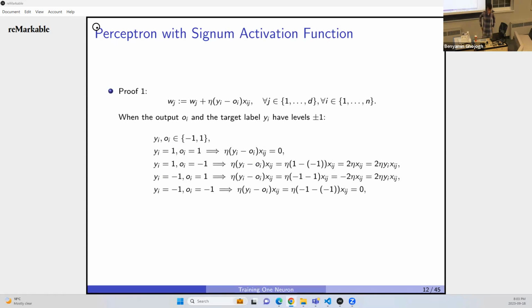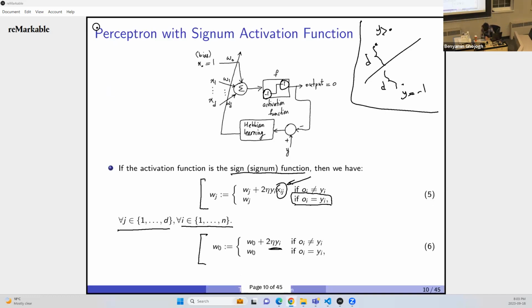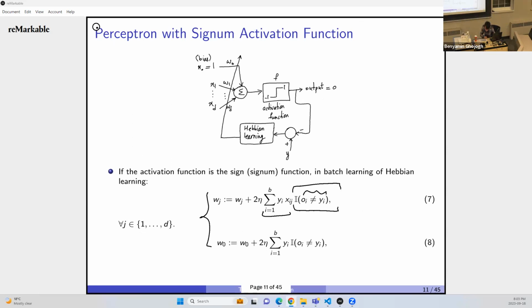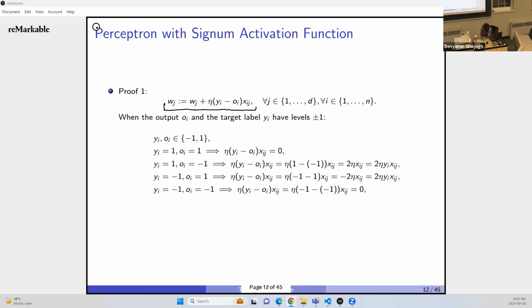So we have at least 2 proofs for the perceptron used with the signum activation function. Proof 1. Consider this. Yeah, we had this. When the output OI and the target label YI have labels +1 or -1, do you agree? Then we have 4 cases. Either both are 1, or one of them is 1 and the other is -1, or one is -1 and the other is 1, or both are -1. Let's consider all of the cases.